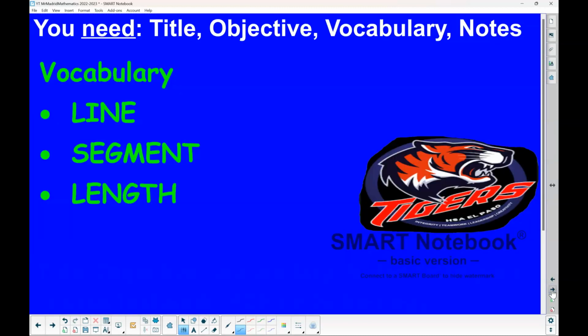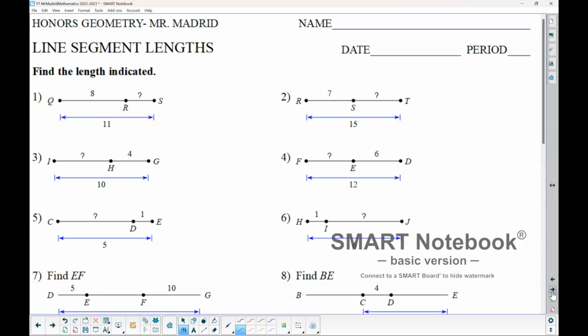As far as vocabulary for you guys, go ahead and pause the video here and get on Google and look up the definition for line, segment, and length. Okay, that'll apply to today's section. And once you have that done, you'll come to the title, which is line segment lengths, and you'll have the objective, find the length indicated.